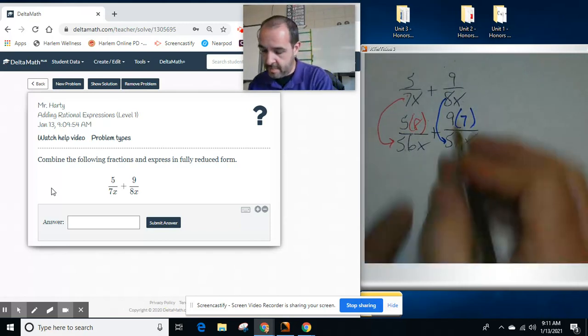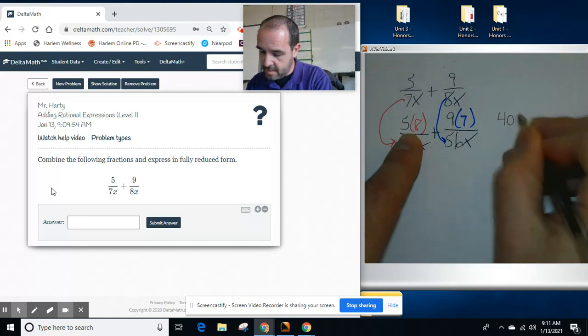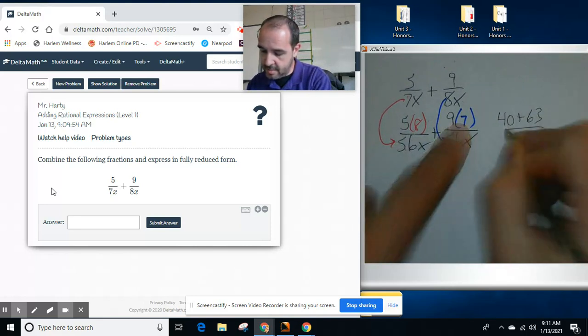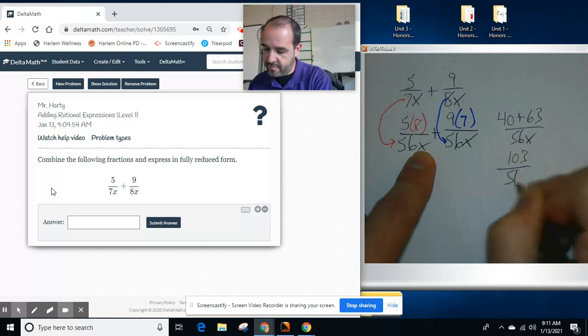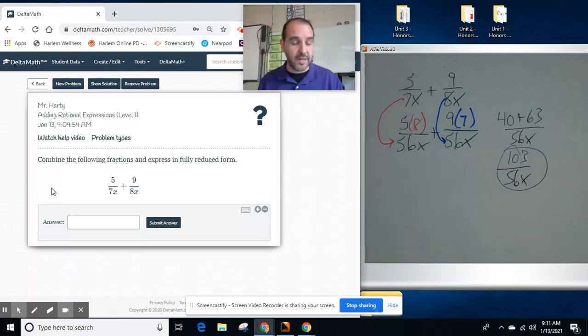And now it's just simplify. 40 and 63 and 103 over 56x. Do your quick experiment in the graphing calculator to see if it can reduce.